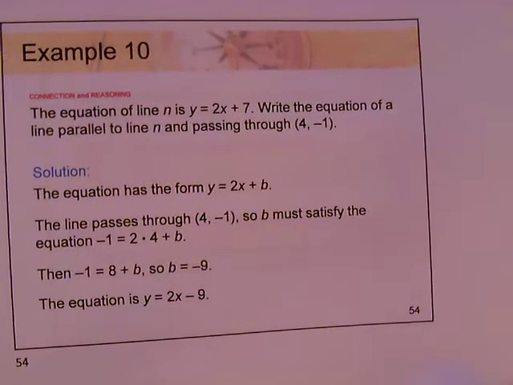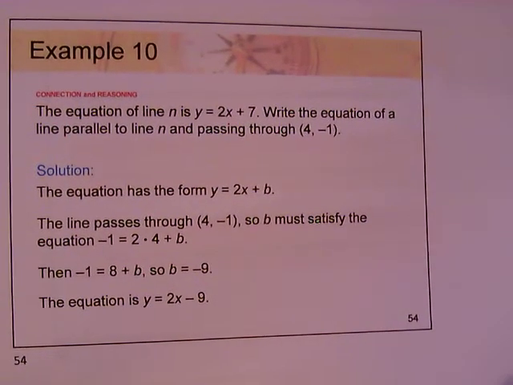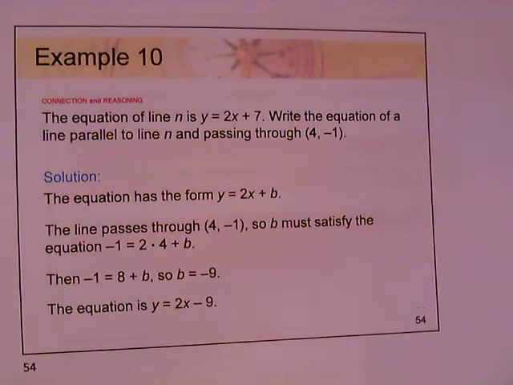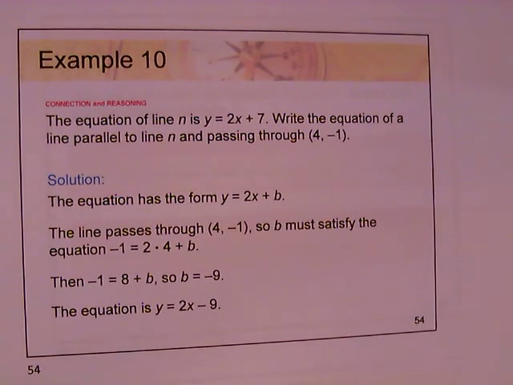Okay, here's another example. The equation of the line N is y equals 2x plus 7, and I want to write an equation of a line parallel to line N and passing through (4, -1). Well, here the equation does have the form y equals 2x plus b.